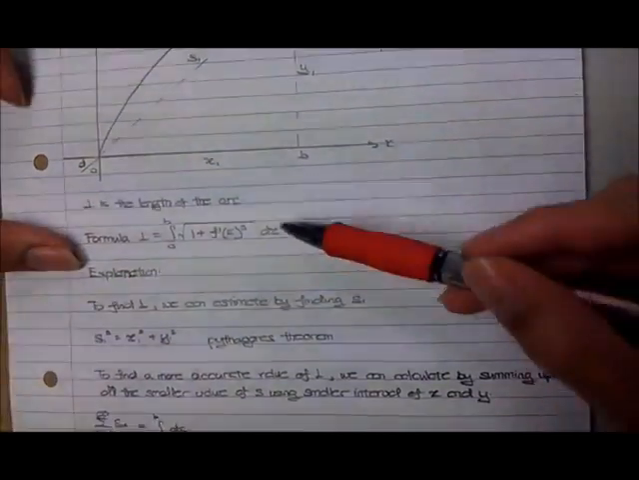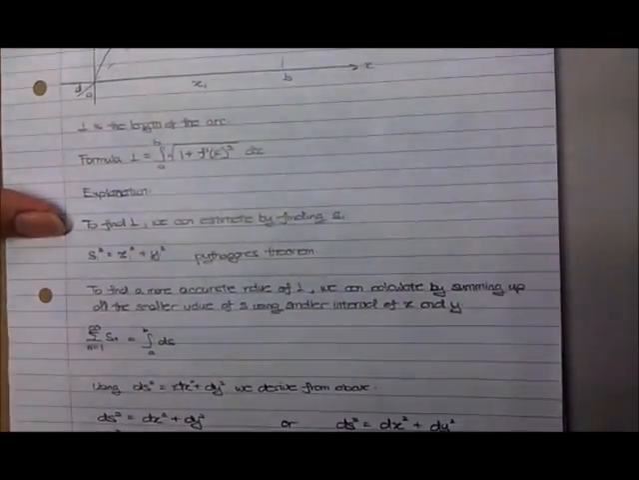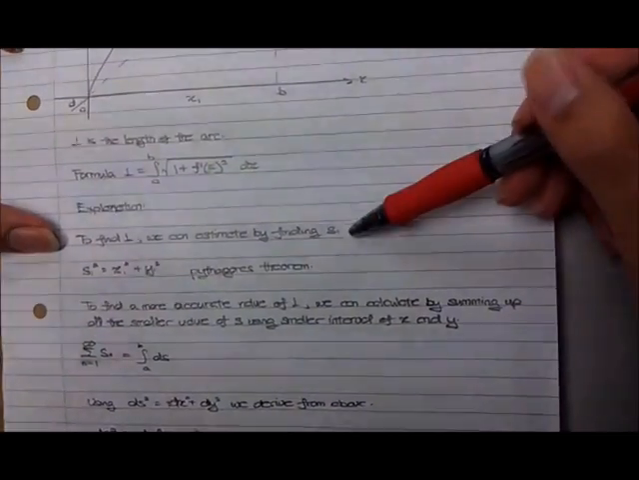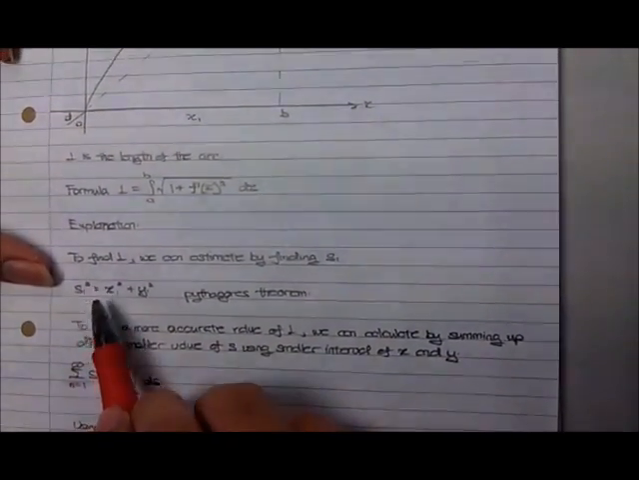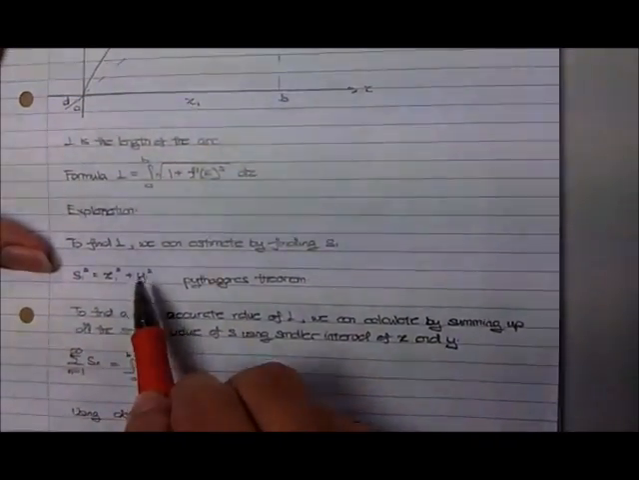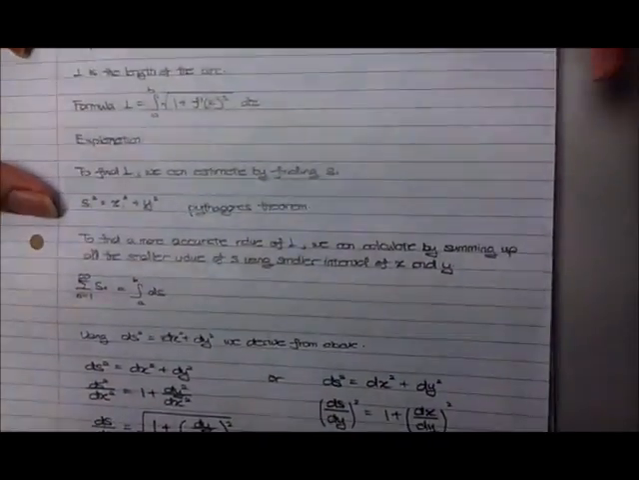Why? Let's find out how we actually get to this. To find L, we can estimate by finding S1, which is this dotted line. To find it, we use the Pythagoras theorem: S1 squared equals x1 squared plus y1 squared. So this is a very rough estimation.